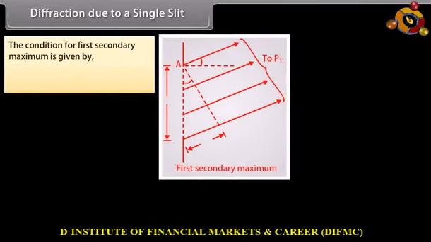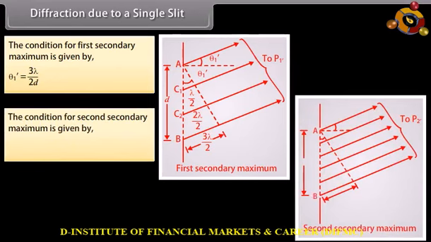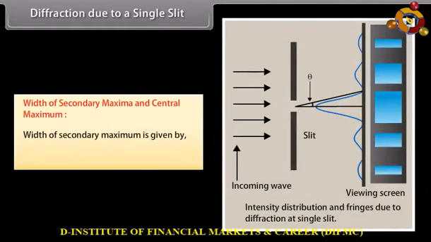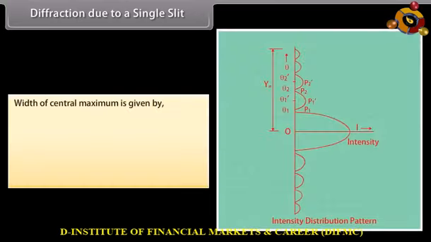The condition for the first secondary maximum is given at angle theta equals 3 lambda upon 2d. The condition for the second secondary maximum is given at angle theta equals 5 lambda upon 2d. Hence, the condition for the nth maximum is given at angle theta equals (2n plus 1) lambda upon 2d. The width of a secondary maximum is given by beta equals D lambda upon small d. The width of the central maximum is given by beta naught equals 2D lambda upon small d.